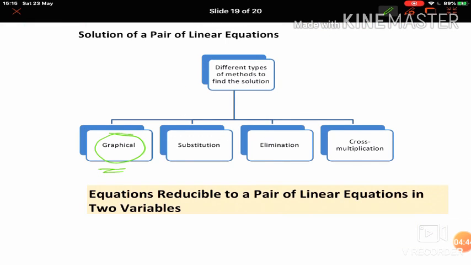So far in the chapter, we have studied the graphical method of finding a solution to a pair of equations. There are more methods like substitution, elimination, and cross multiplication, which we will study in the next video lesson. At the end of the chapter, we have some complex pair of linear equations in two variables which need to be reduced to their standard form before applying these methods.